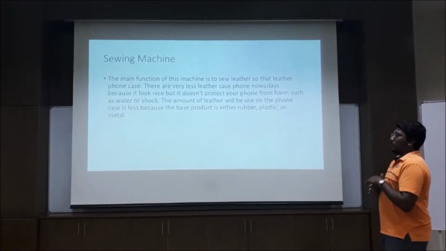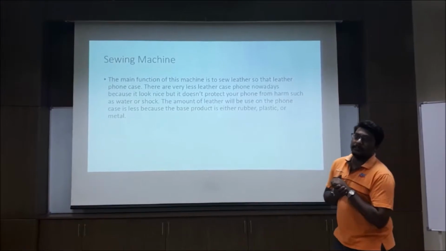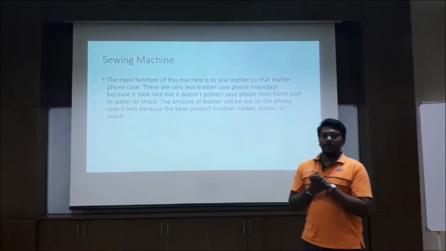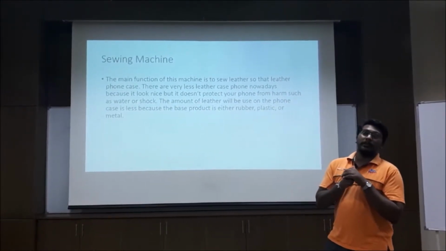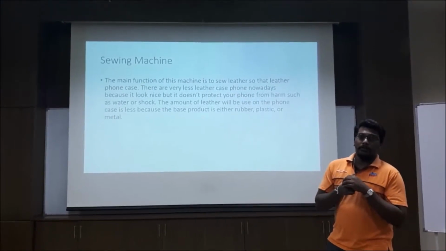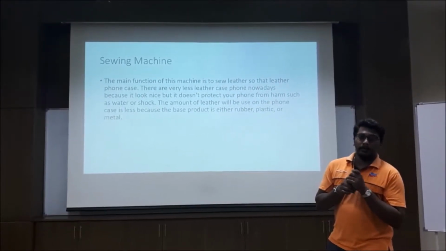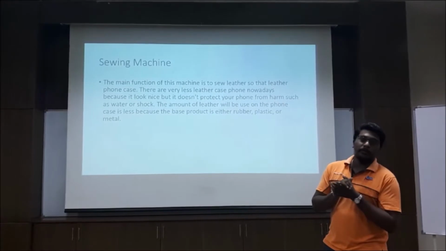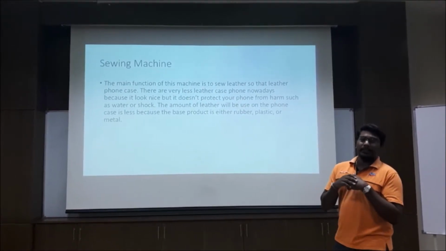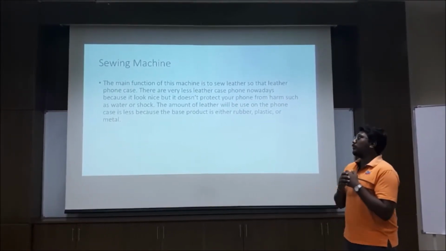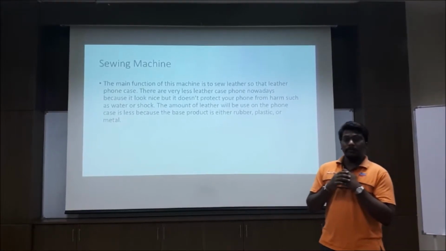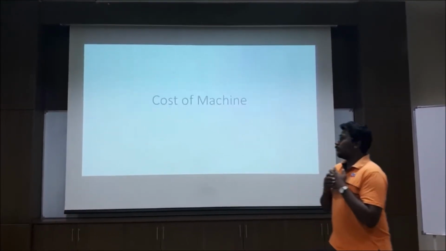The next one is the sewing machine. As for leather case, we need a sewing machine because we can't just stick or use glue to put the leather on the casing, because it won't be a quality casing. So to produce a quality casing, we need a sewing machine so that we can sew the leather onto the case.